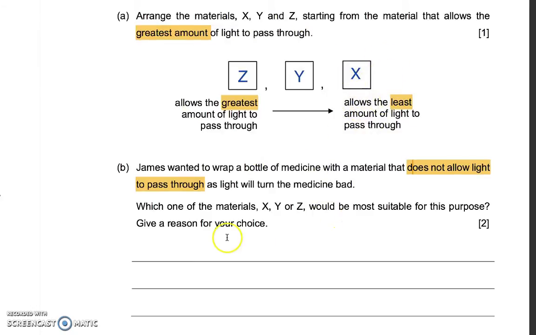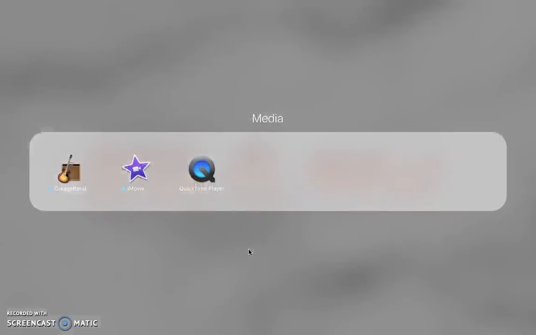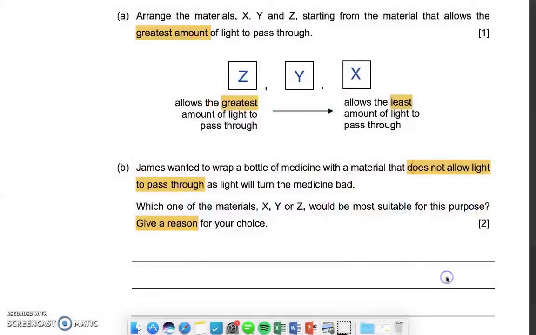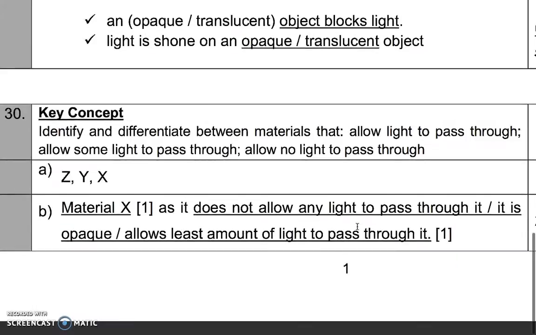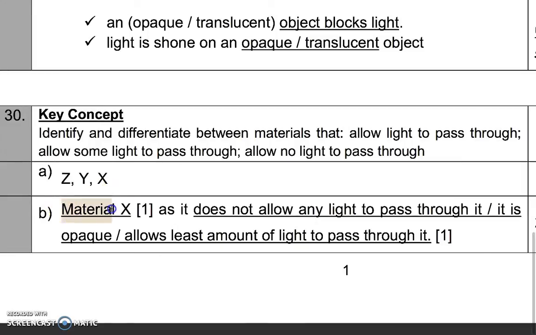Okay, so next thing you need to do is to state which material, and you have to give a reason for your choice. So you have to explain why you choose it. Okay, so the answers are here. It is material X, and the reason is because it does not allow light to pass through. Or you can say that it allows the least amount of light to pass through based on the diagram that we saw earlier.